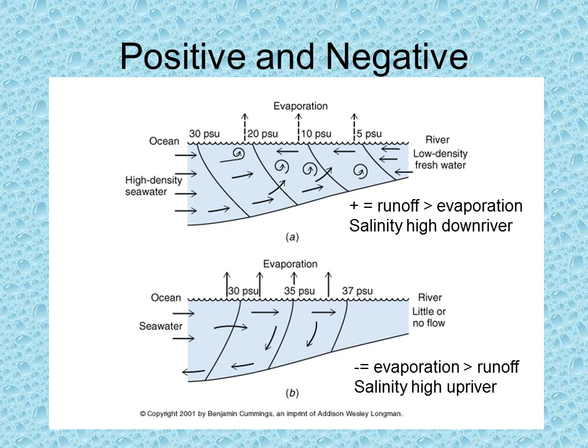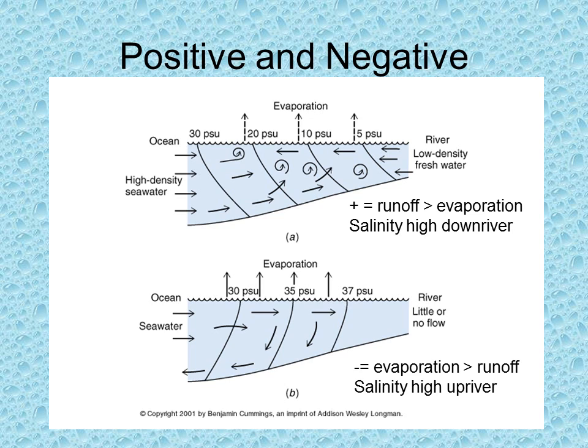Now, you do have positive and negative estuaries. I want you to understand this doesn't mean that they're good and bad. This just means it depends on the amount of salinity and where that salinity actually resides in the habitat. So you have a positive estuary when evaporation is less than runoff. So it's positive if the runoff is greater than the evaporation. What that means is that you're going to have a higher salinity downriver, because so much fresh water is being pushed in that the farther you get to the more saline water, the higher the salinity is going to get. Now that kind of makes sense.